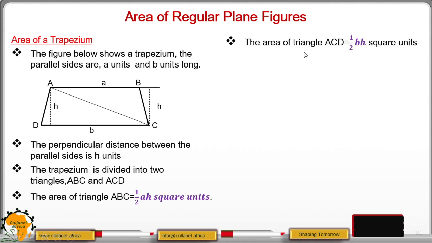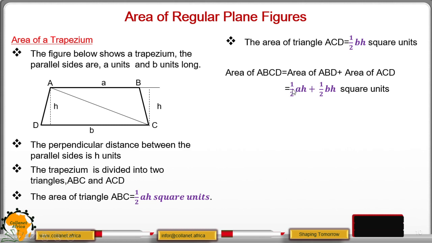Then triangle ACD, where we have that the base is B, the area will be a half BH, that is a half base times height. So we have two triangles that have different bases. So now the total area will be the area of triangle ABC plus the area of triangle ACD. So we add a half AH, that is ABC, plus a half BH, that is ACD.